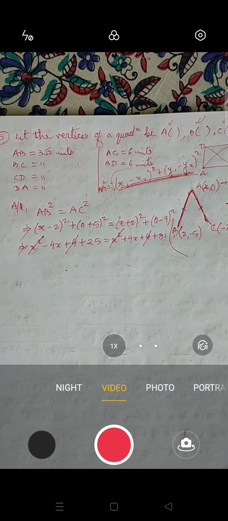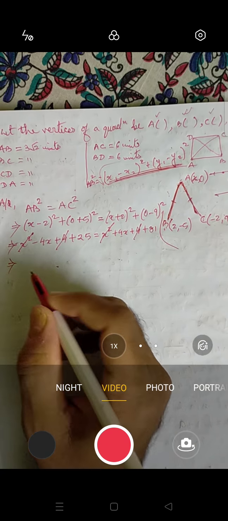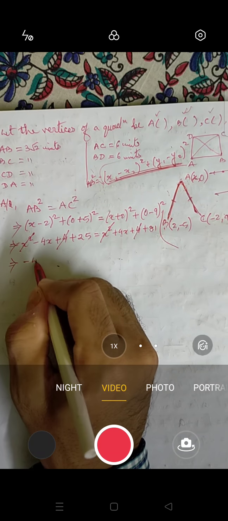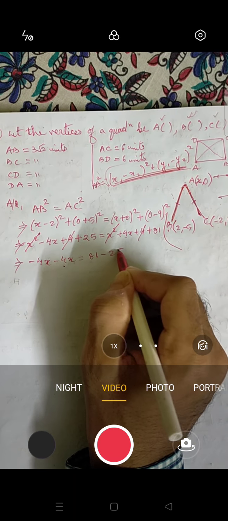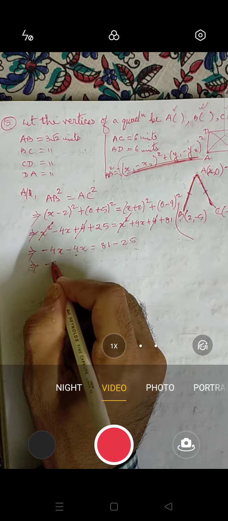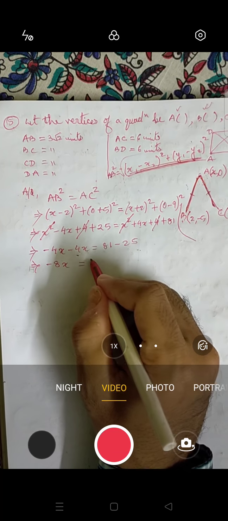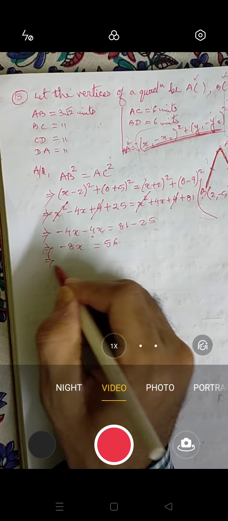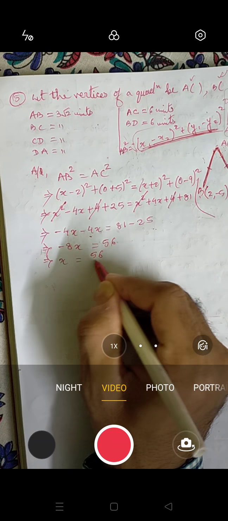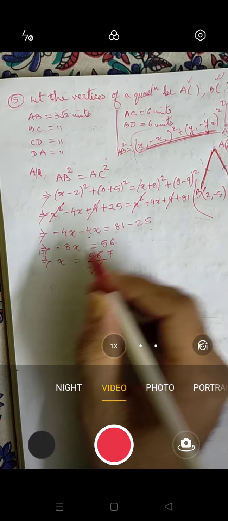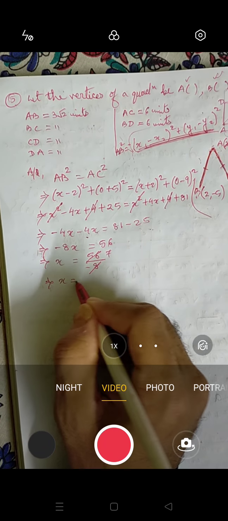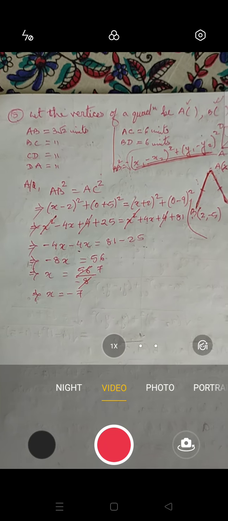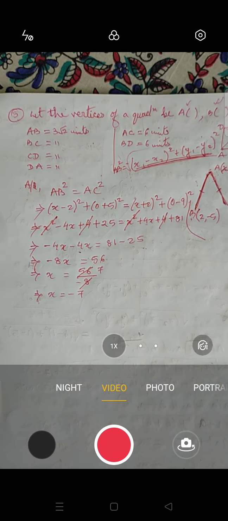So whatever has been left out, we'll bring it to one side. That means we'll bring x together, minus 4x equals to 81 minus 25. Now we will be having minus 8x equals to, and this will be 56. Okay. Now x equals to 56 by minus 8, and when you cancel you will be having 7. So that means x is equal to minus 7. Any problem? These are basic calculations. Done?